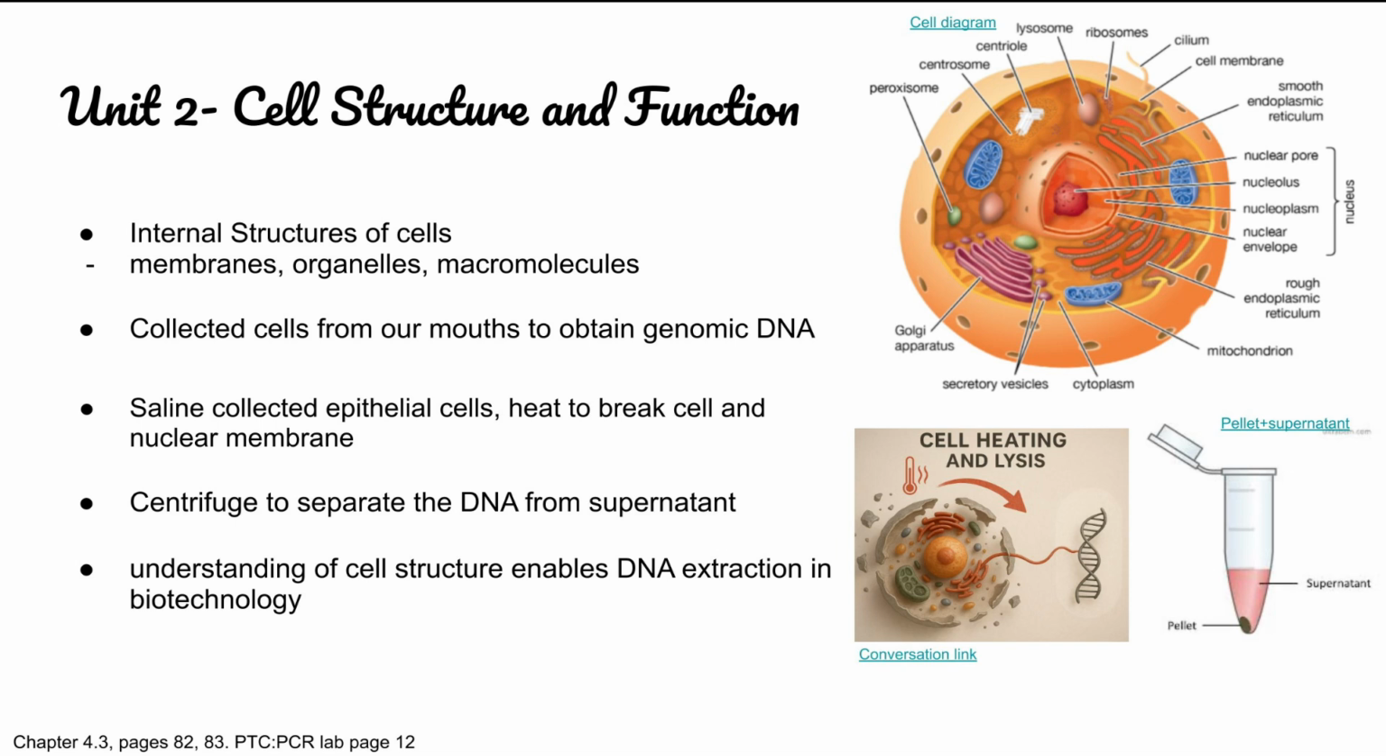Unit 2 focuses on the organization and function of cells, the basic unit of life. Cells contain various structures or organelles that each have specialized roles, such as a nucleus holding DNA, the plasma membrane controlling what enters and exits, and ribosomes building proteins. Eukaryotic cells, like the cheek cells we sampled, are complex and compartmentalized, which allows them to carry out highly organized processes. In our PCR lab, we applied this knowledge by extracting genomic DNA from our own epithelial cells.